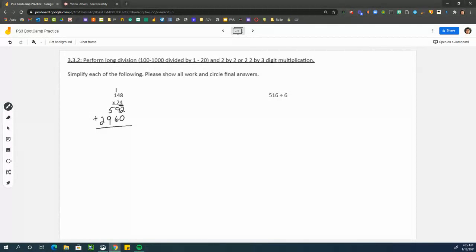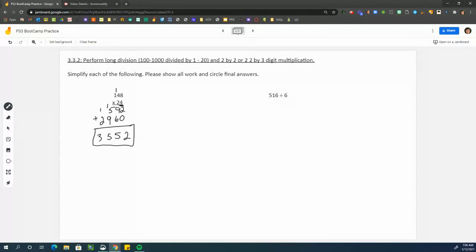2 plus 0 is 2. 5 plus 6 is 11, so 1 and then carry the 1. 5 plus 9 plus 1 is 15 again. Carry the 1. And that's a 3,552 is your answer.